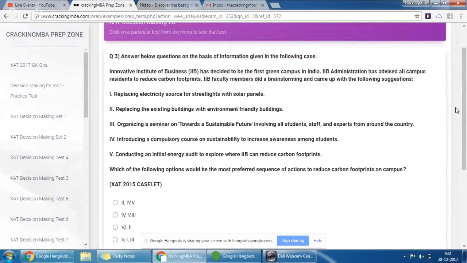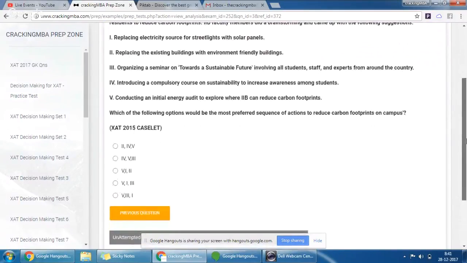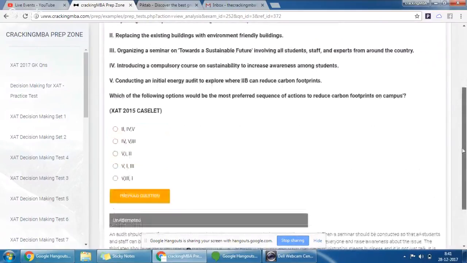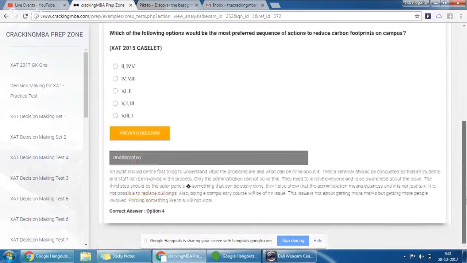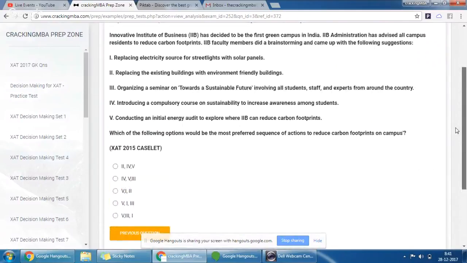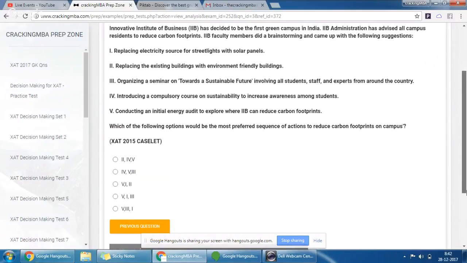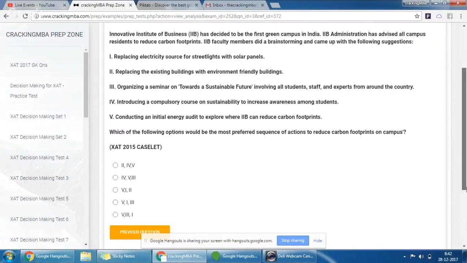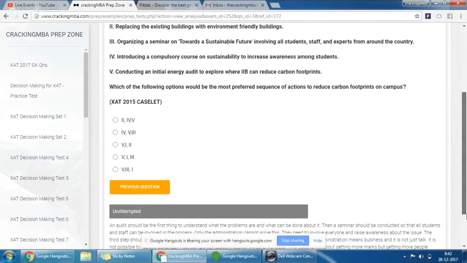Okay. So the next one is Innovative Institute of Business. Okay, this one. What do you guys think are the best options? 5 and 3. Okay, 5 and 3. This is option D. Yeah, option D.